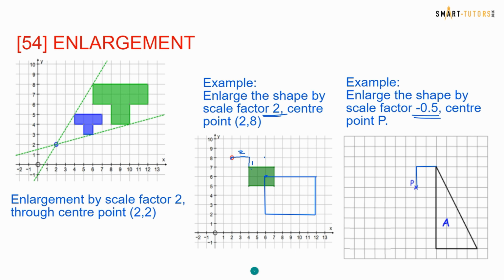So 0.5 means you need to remember this is minus half. So half it and go opposite. So 2 units, half is 1 unit. Opposite means downwards 1 unit. And right hand side 2 units, so you go left hand side 1 unit. So basically what I'm saying is this point comes as here.